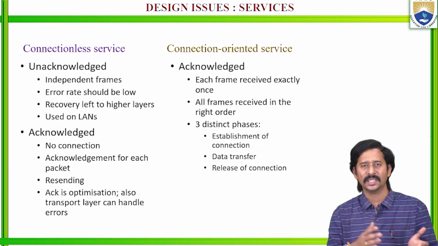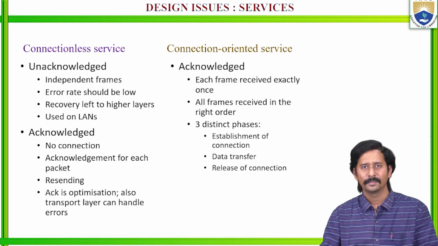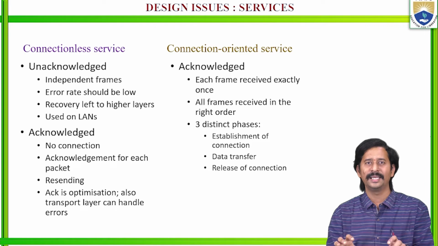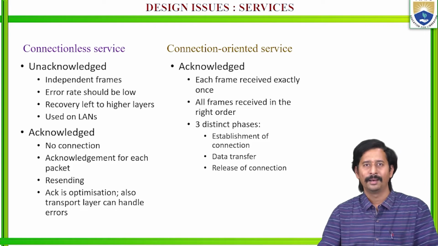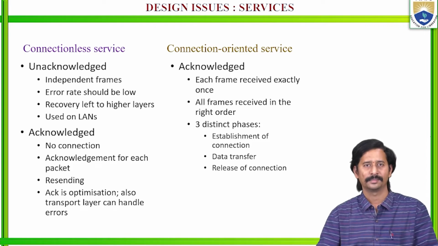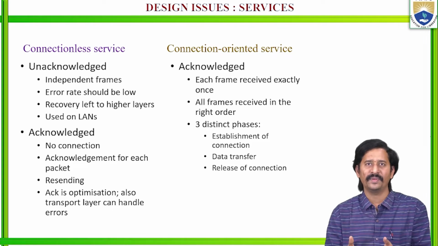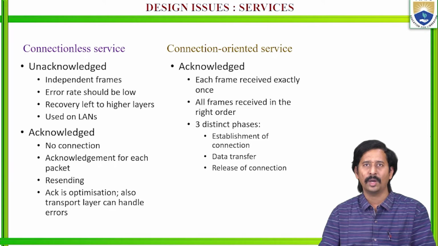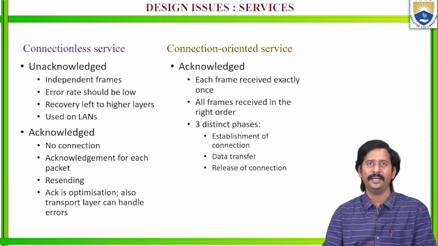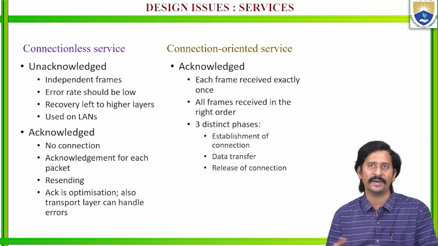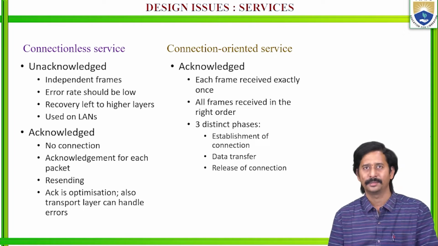Third one, after successful transmission of data, the third step is release of connection. That particular release we can call a normal release, or abort the connection, or suspend the connection. So these are the basic differences between acknowledged as well as unacknowledged connection oriented services and connectionless services. So these are the basic services provided by the data link layer to the upper layer, that is the network layer.